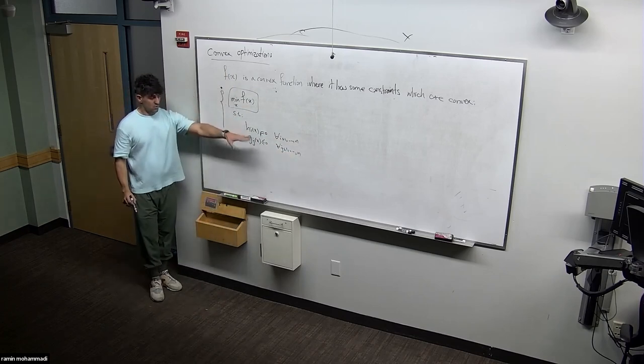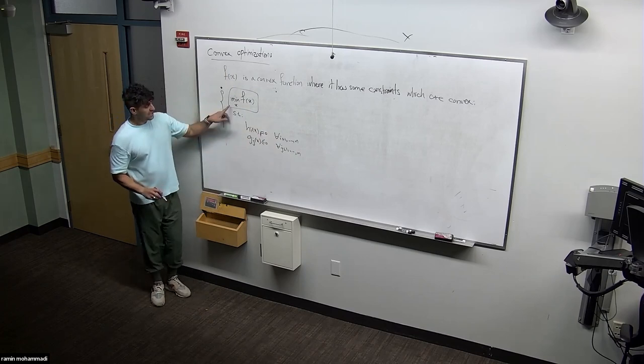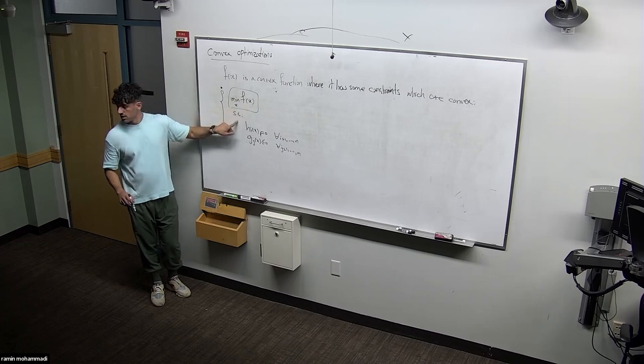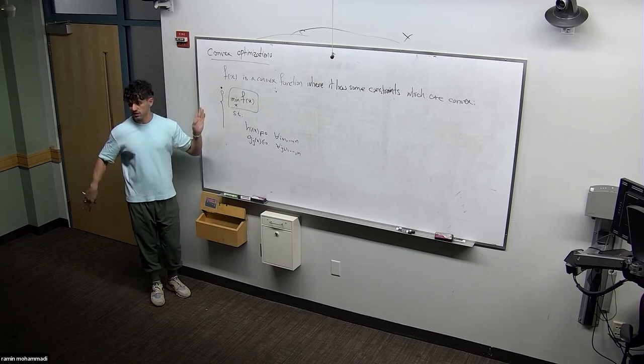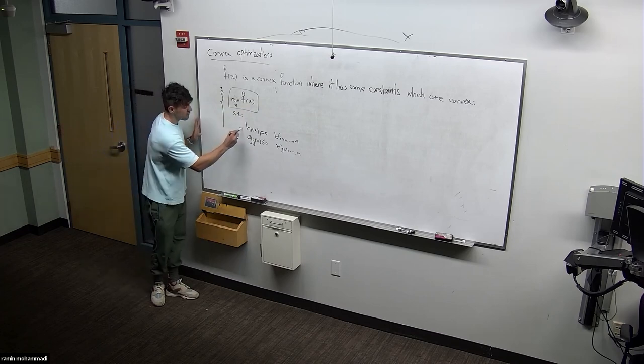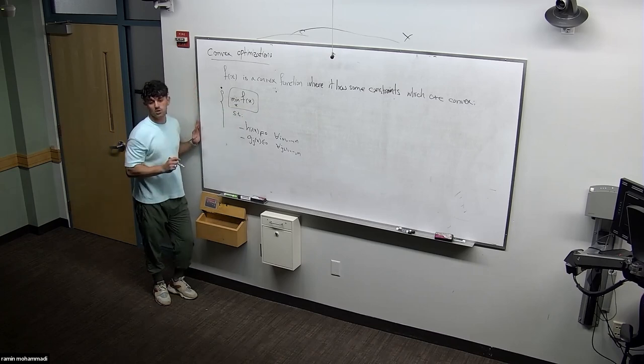Don't get distracted by the equations. We're going to go over those. But as soon as you have a function which is constrained by two sets, or maybe more than two sets, doesn't necessarily need to be two, one or two or 100 sets, where each of these sets is a convex set, your problem becomes a convex optimization.